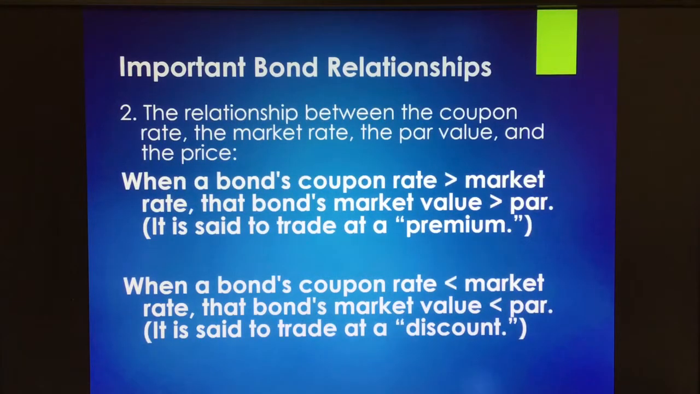If the bond's coupon rate is greater than the market rate, that bond's market value will be greater than par. In other words, if the bond is making interest payments greater than what the market demands, then the price of that bond will be bid up above par value, and that bond will be said to trade at a premium. And conversely, whenever a bond's coupon rate is less than the market rate, that bond's market value will be less than par, and those bonds are said to be trading at a discount to par.